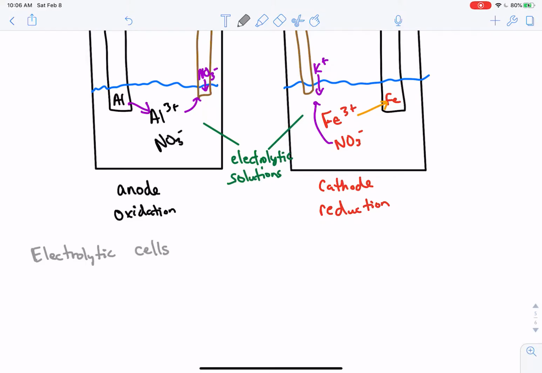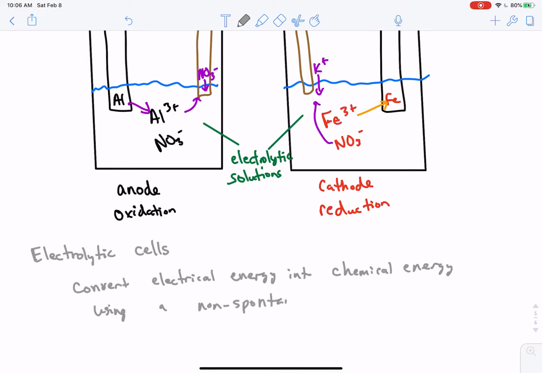Electrolytic cells, okay? They do the reverse thing. They convert electrical energy into chemical energy using a non-spontaneous reaction. So essentially, you're putting electrical energy in to force a chemical reaction that wouldn't normally happen. So you're putting energy into the system to reverse a redox reaction.